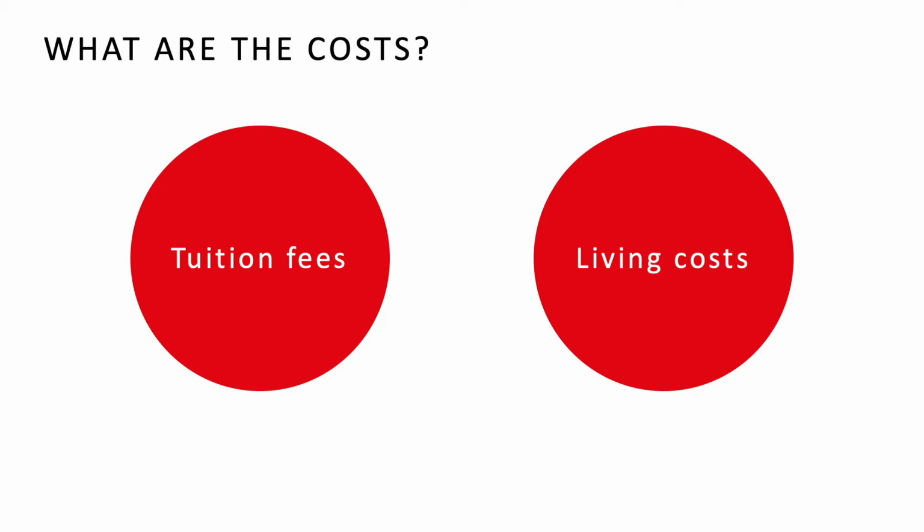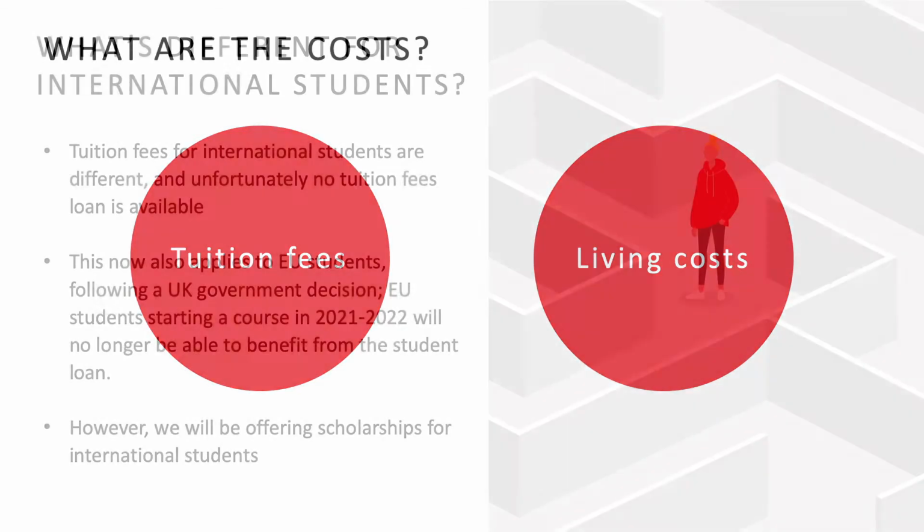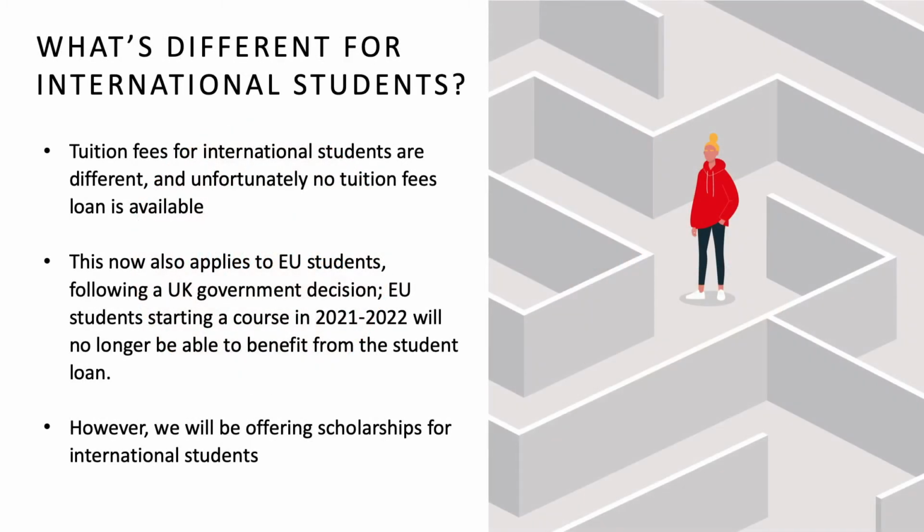If you live in England, Wales, Scotland or Northern Ireland, you will need to apply to your respective funding body as the systems vary. International students and EU students will need to self-fund all the costs of tuition fees and living costs. There are some limited scholarships available for international and EU students, and full information can be found on the university website.